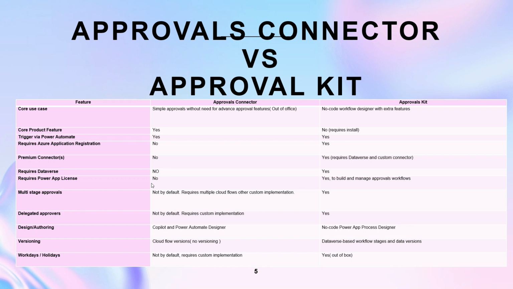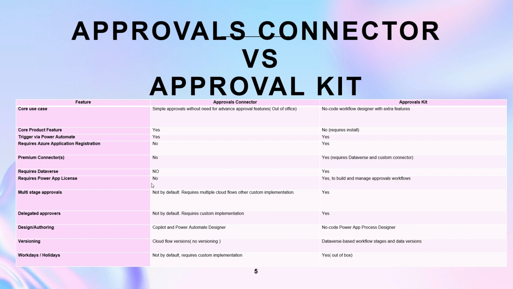And the common thing is the triggers that are there in Power Automate. So in Power Automate, triggers are there for approval connectors as well as for the approval kit. If I talk about the premium connector, approval connectors are not a premium connector, but approval kit is basically a premium connector. So here are a few differences between the approval connectors versus approval kit.